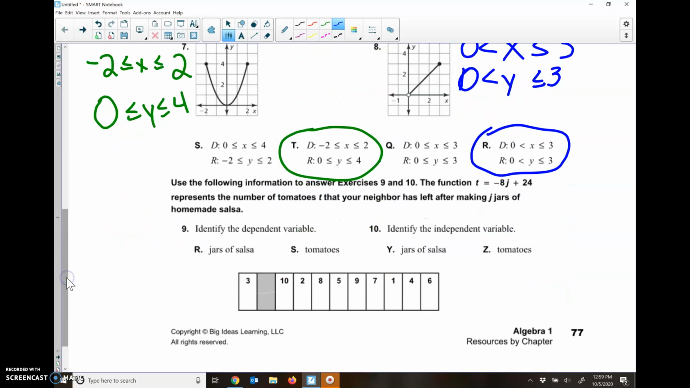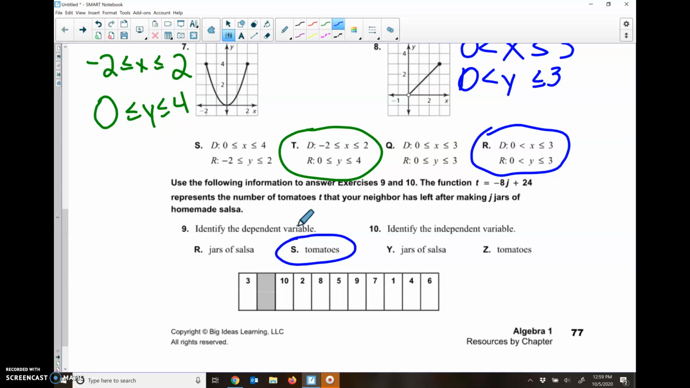All right, use the following information in 9 and 10. The function t equals -8j plus 24 represents the number of tomatoes that your neighbor has left after making j jars of salsa. All right, so we need to identify the dependent variable. What can we control? Well, we can control the tomatoes. Are you going to buy 1 tomato? Are you going to buy 1,000 tomatoes? That's what you can control.